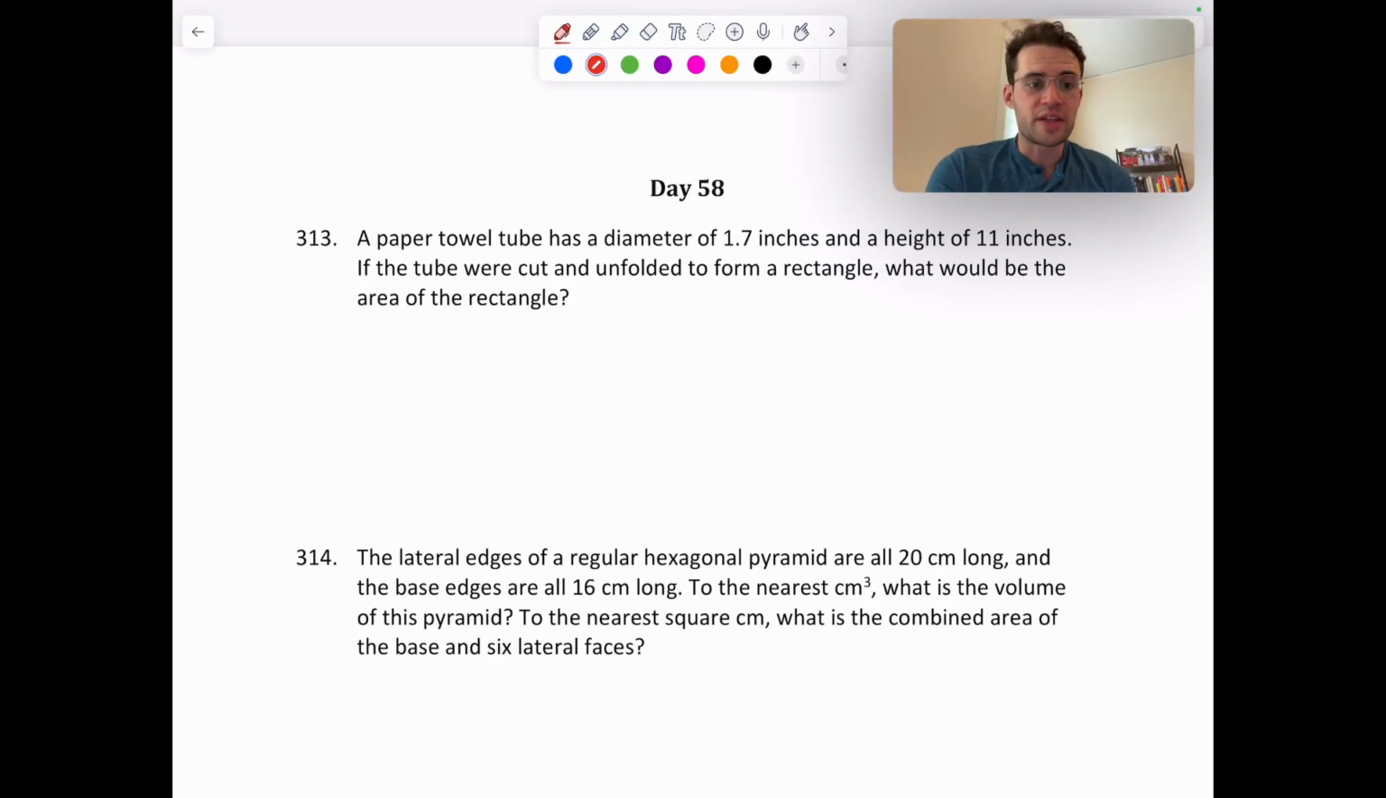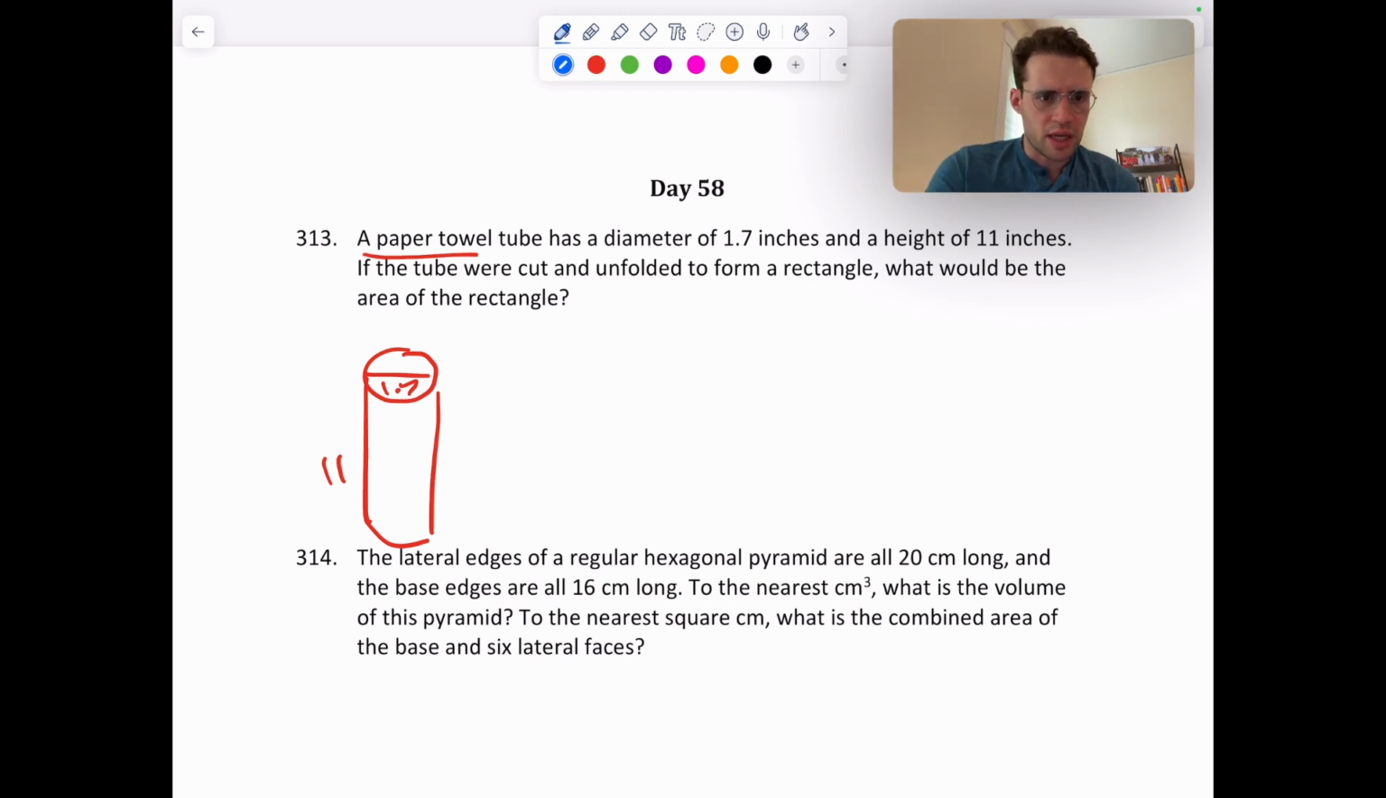All right, here we have day 58. It says a paper towel tube has a diameter of 1.7 inches. So if we draw, it would be a circle, 1.7 for its diameter, and a height of 11 inches. Okay, so it looks something like that. If the tube were cut and unfolded to form a rectangle, what would be the area of the rectangle?